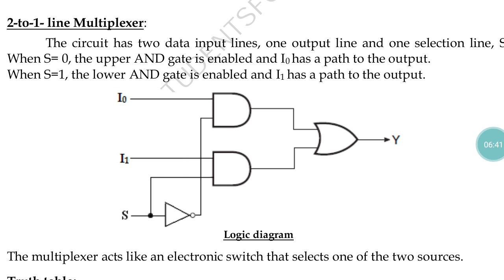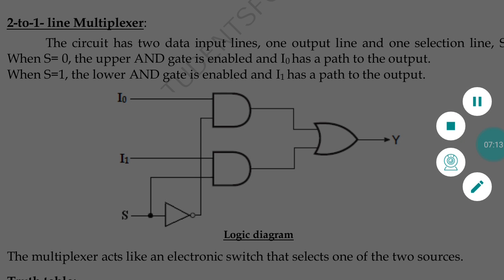At that same time, S equal to 0 means 0 will be given to the second AND gate. At that moment, whatever the I1 is, the output is 0. So the output 0 cannot create any impact on Y. The same thing happens for S equal to 1. S equal to 1 means at that moment the I1 input will be reflected to the output side. The I0 will be suppressed at the gate itself.